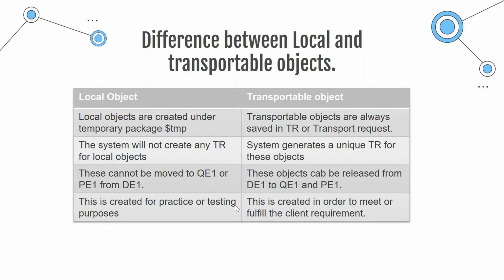Once you feel that your development is working correctly, you can change the report from a local object to a transportable object. Even that option is there. Either you can directly create it as a transportable object by giving a TR, transport request, or you can save it as a local object and then change it into a transportable object. Two options are there.